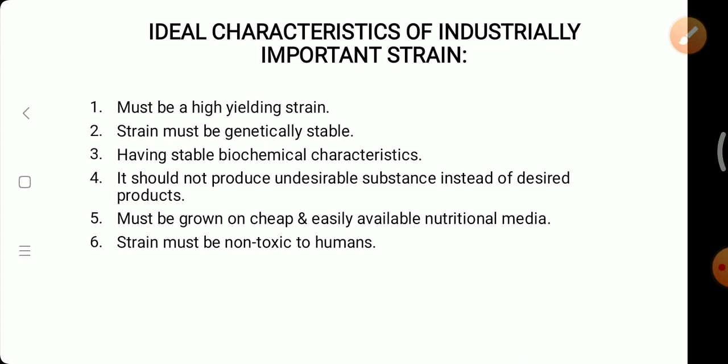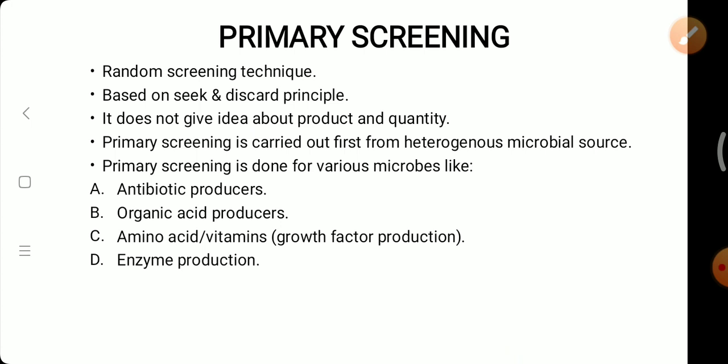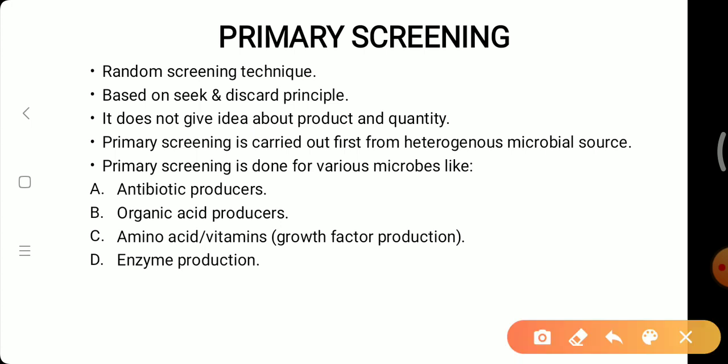Now we will move further with primary screening. Primary screening is a kind of random screening technique. It is based on the seek and discard principle. It does not give an idea about the product quality and quantity. Primary screening is carried out first from heterogeneous microbial sources, for example soil.